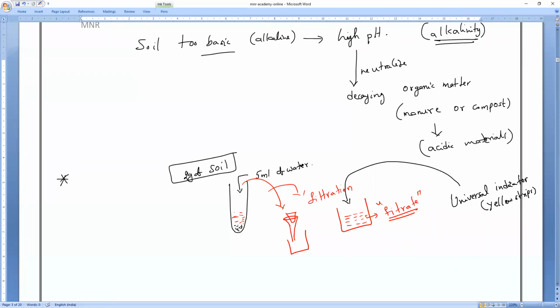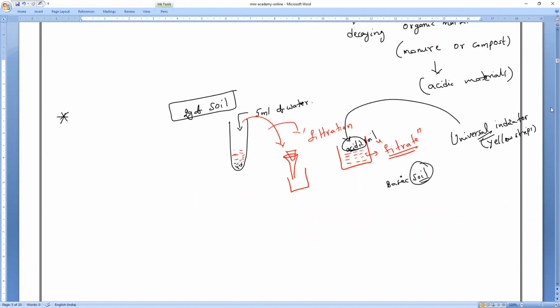If you are getting colors below 7, then we can say our soil is what? Everybody, acidic soil. Or if you get a color above 7, we say our soil is what? Basic soil. Understanding? The soil is either basic or acidic, determined by the change in color of the universal indicator.